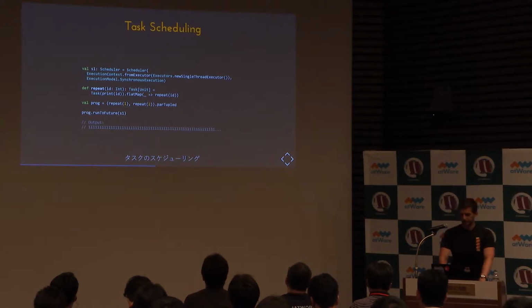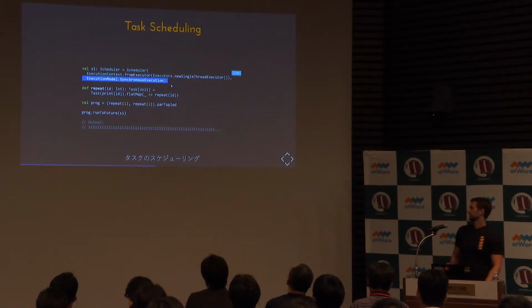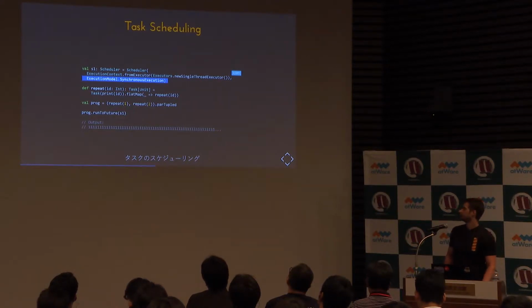So let's see what happens if we don't have an asynchronous boundary. To do that, I create a scheduler with just a single thread, to make it simpler, and I specify synchronous execution model. I do this because by default in Monix there could be some asynchronous boundary inserted automatically in flatMaps from time to time, and why, I will tell later.